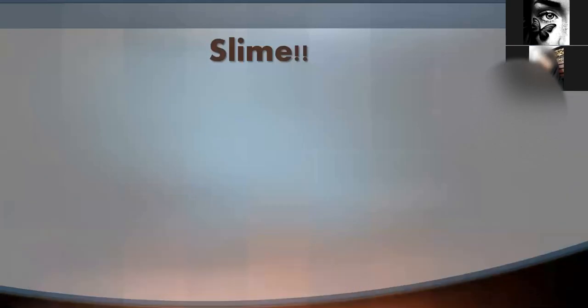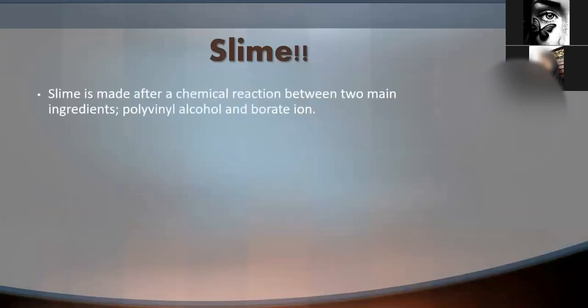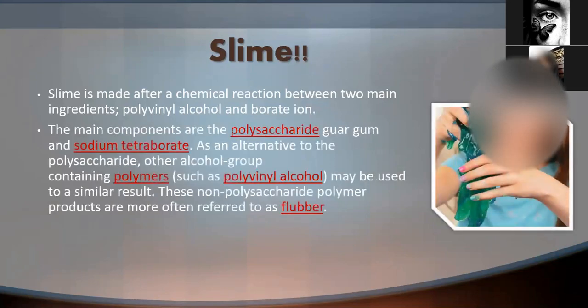Next, slime. Let me tell you about what is slime. Slime is made after the chemical reaction between two main ingredients, polyvinyl alcohol and borate ion, both of which you can find in everyday household items. Polyvinyl alcohol can be found in simple PVA glue, and the borate ion is created when the bicarbonate of soda, which is basically baking soda, is mixed with contact lens solution.